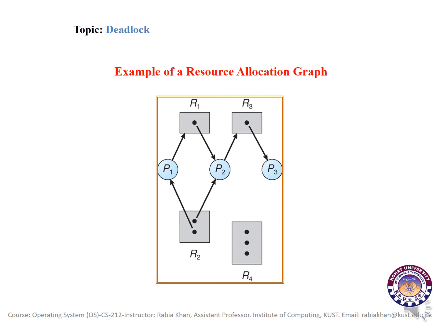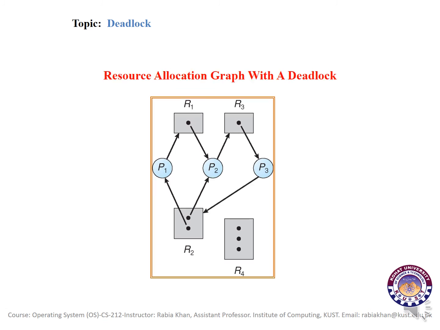Resource R2 has 2 instances. As you can see, they are assigned to process 1 and process 2 each. Resource R4 has 3 instances and is not requested by any process. So all 3 instances are available. So this is how we draw resource allocation graph.